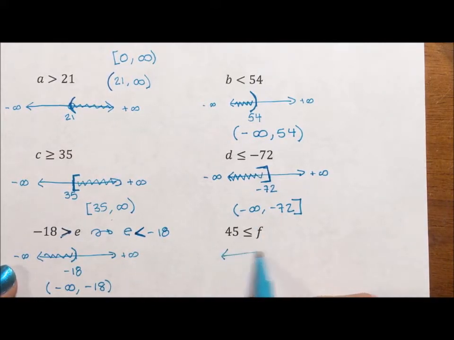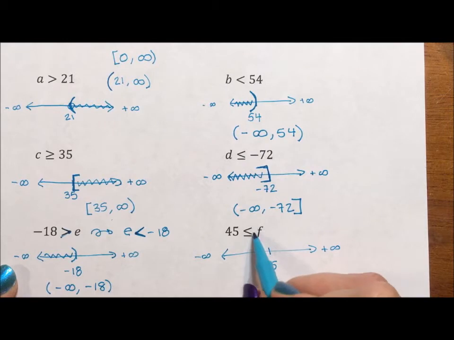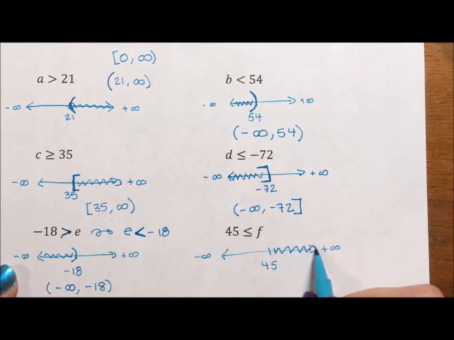Okay, so for this one, we have our negative infinity, we have our positive infinity, we have our 45. F is bigger because it's on the bigger side. Equal sign means bracket. So we have bracket 45, comma, infinity, and we're done.